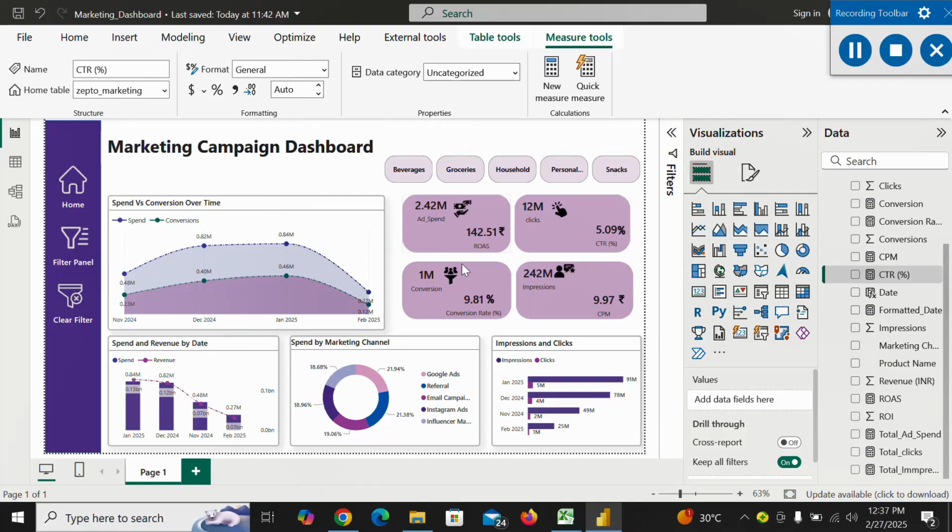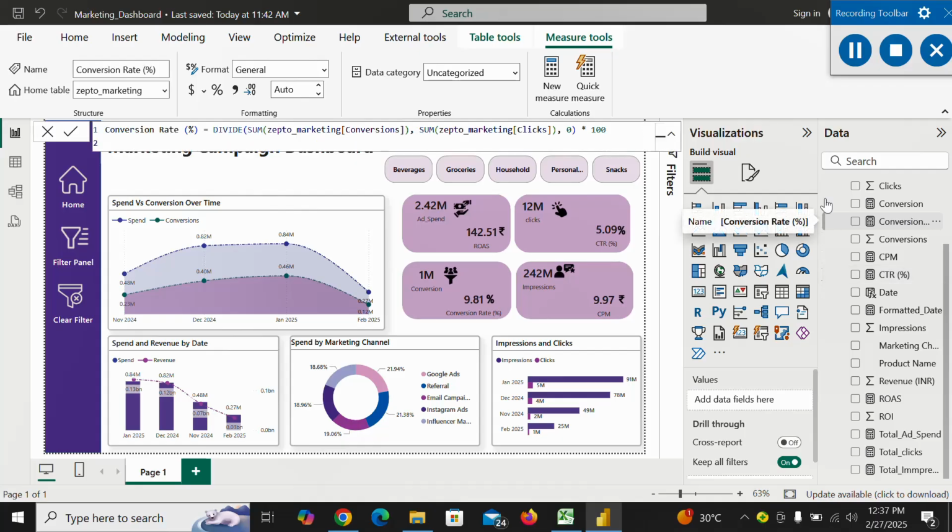Okay, next one is the conversion rate measure. The conversion rate measure is calculated as follows: 9.81% of users converted after clicking an ad. This one, I will show the measure conversion rate. I am using the divide function: sum of the conversions divided by sum of the clicks, times 100.